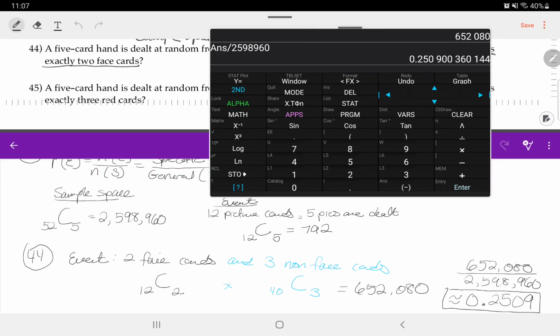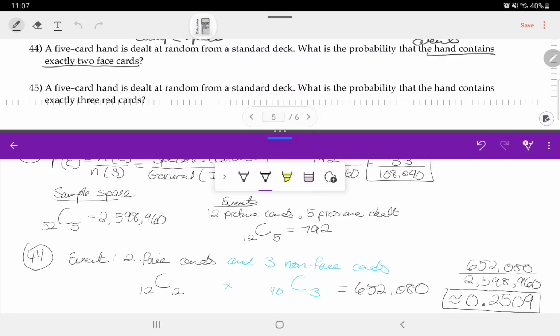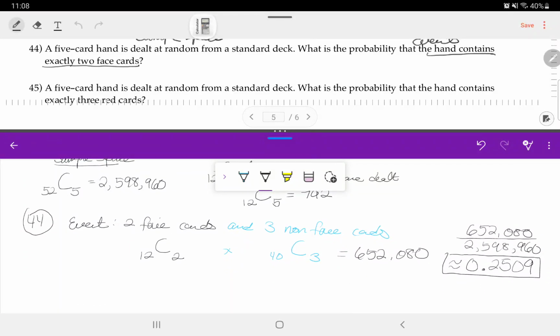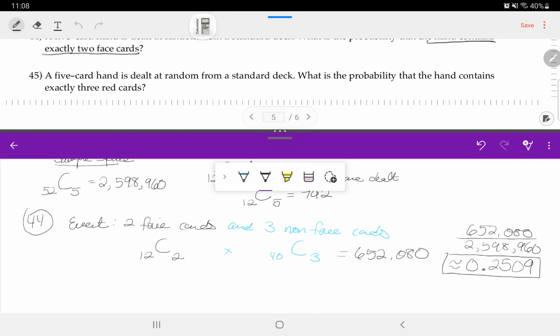All right, guys, hope that makes sense so far and you guys are following. Let me clear my calculator. And let's do the last question from the review sheet, number 45. Once again, the sample space still remains the same. A 5-card hand is dealt at random from a standard deck. What is the probability that the hand contains exactly 3 red cards?